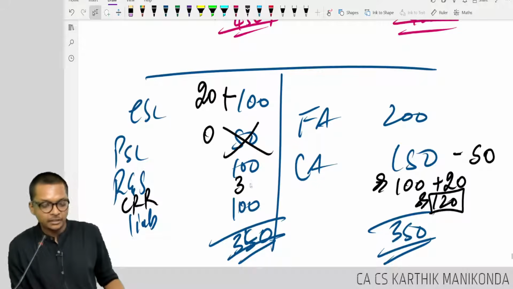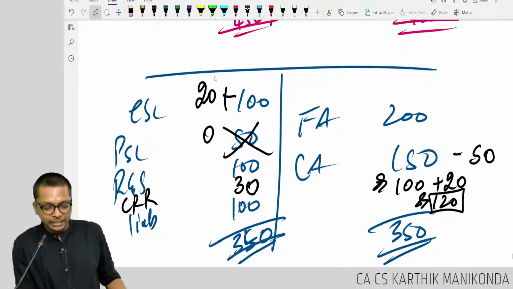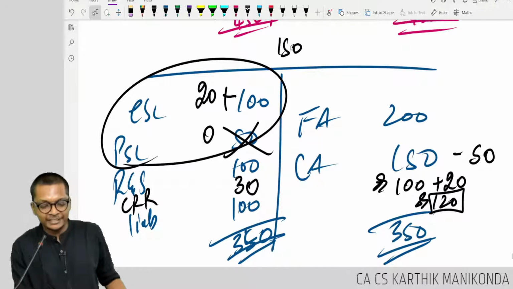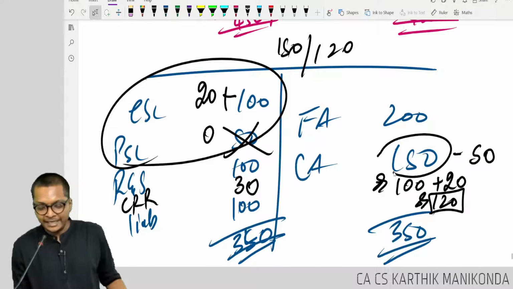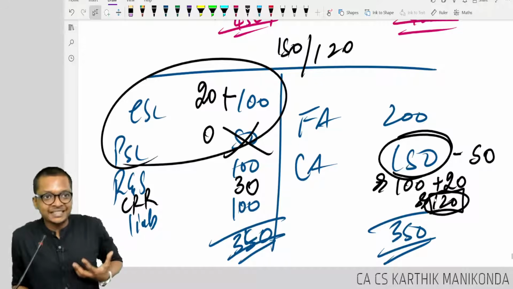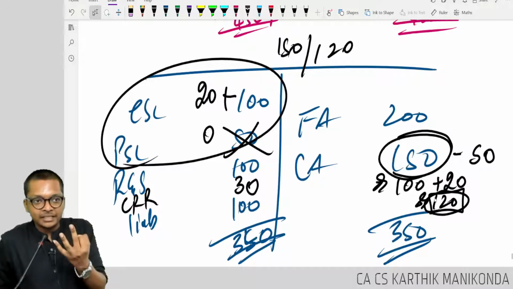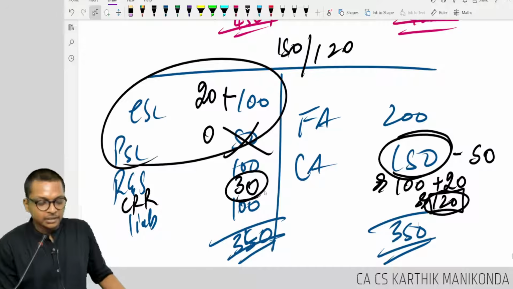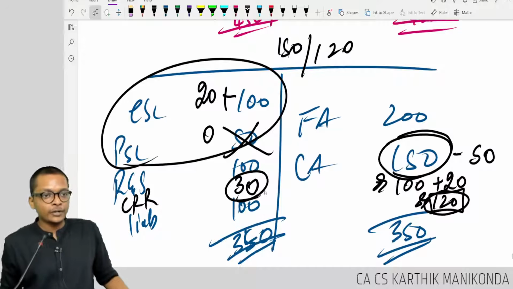I will transfer 30. Why will I transfer 30? Earlier my shareholders' funds put together was 150. Now it is 120. Earlier my cash was 150. Now it became 120. So the loss in cash for me now is 30. So I will save only 30. Are you following, guys?